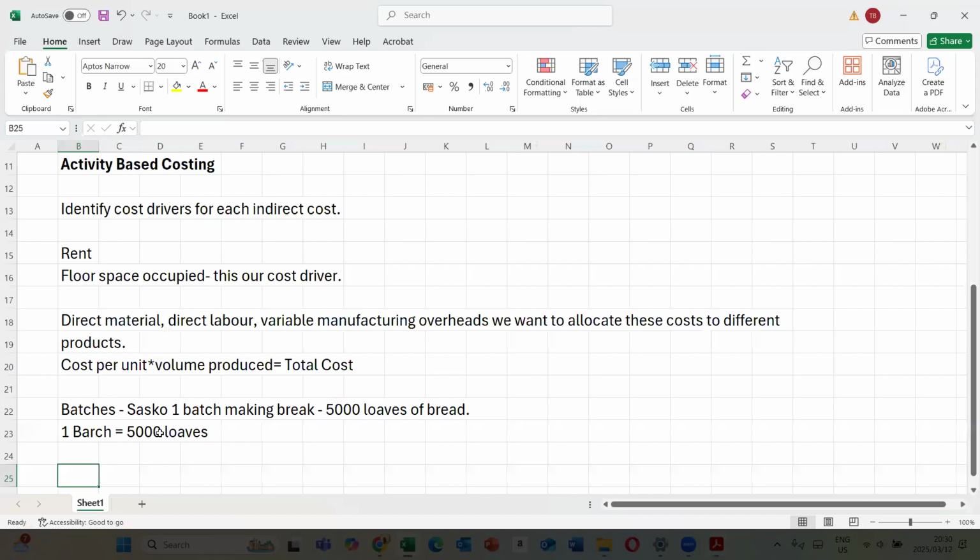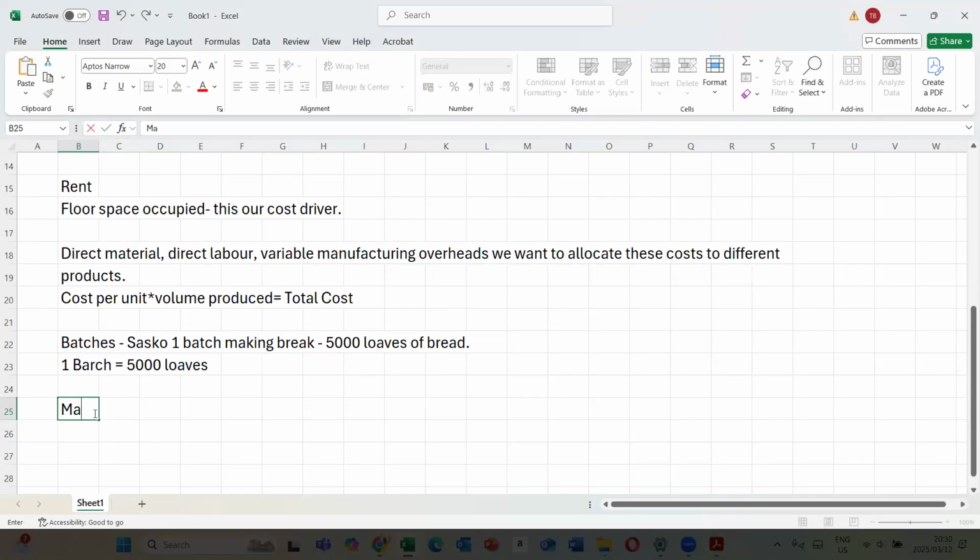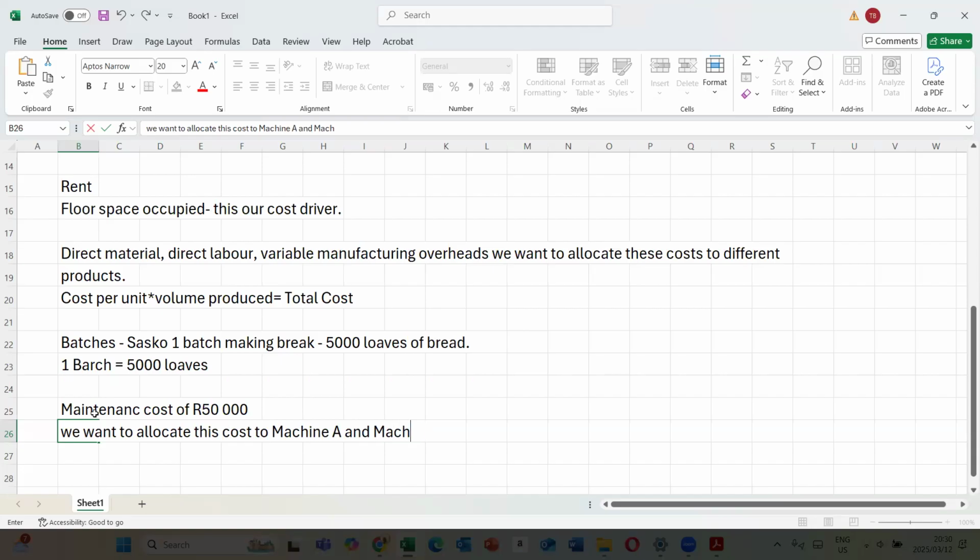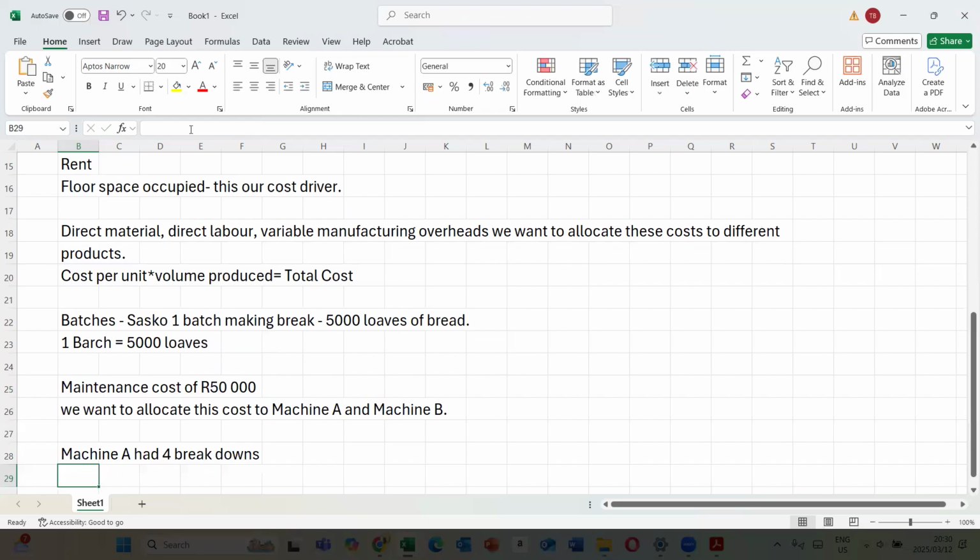Think of it this way. This is what's happening, guys. ABC is not difficult. We have a maintenance cost of 50,000. We want to allocate this cost to machine A and machine B. Machine A had 4 breakdowns. Machine B had 6 breakdowns.